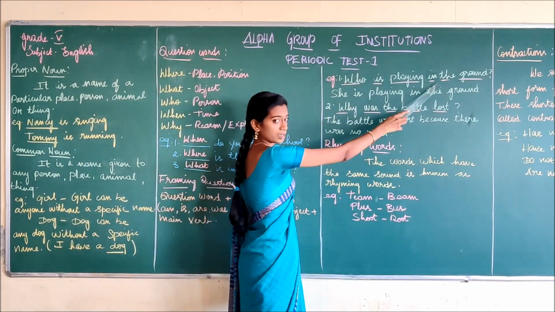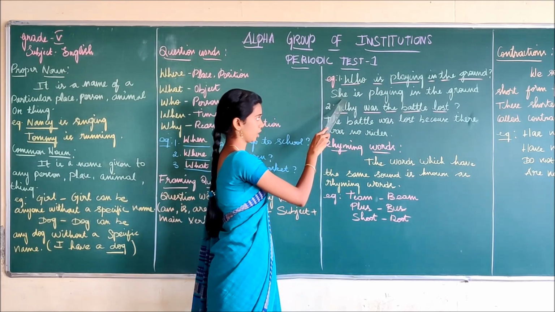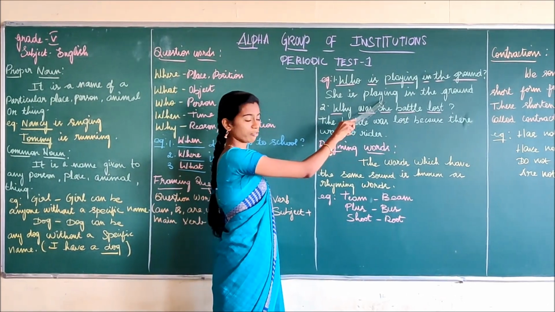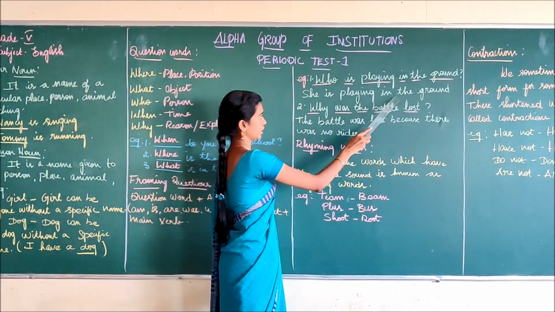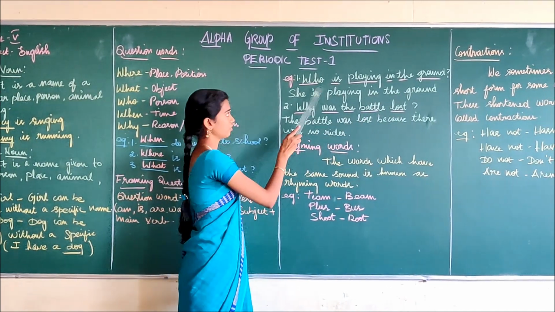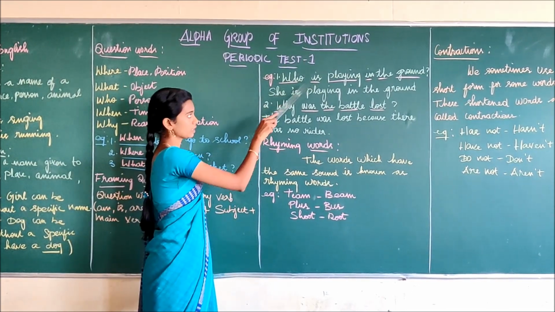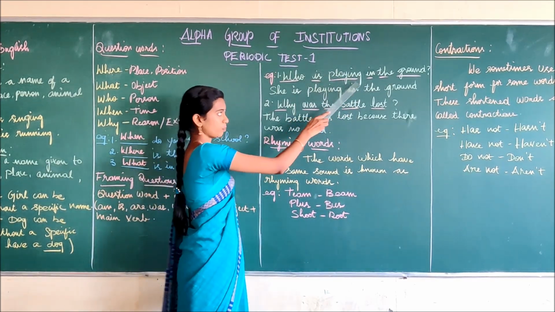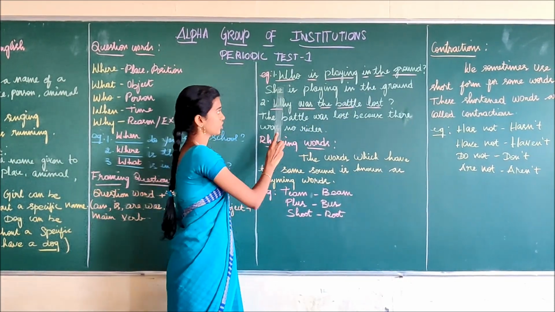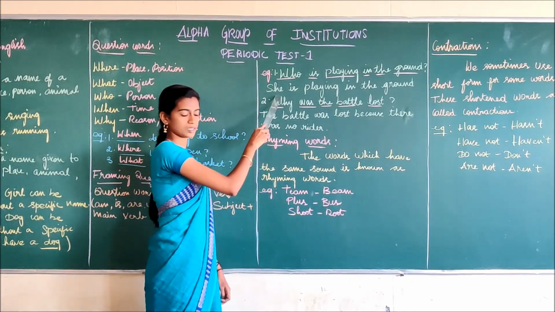Who is playing in the ground? She is playing in the ground. Okay, so the answer will be given, and you have to frame the questions. See the answer: She is playing in the ground. I have used the question word "who". Here "is" is the auxiliary verb and these are the main words. Who is playing in the ground? This "she" is the answer.